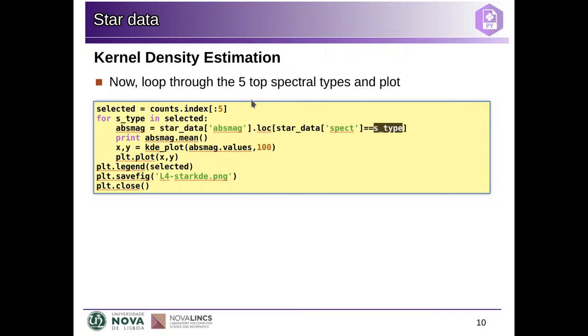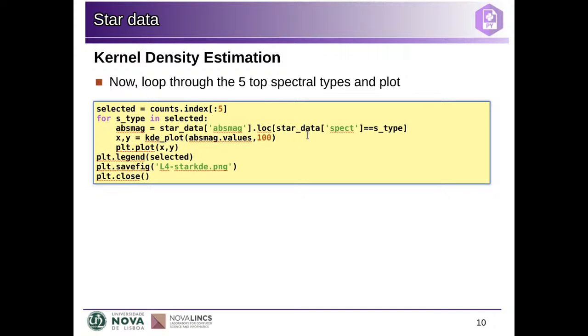So we're going to run through the top 5. Oh, sorry, this is just an optional print here, so we can see the mean of the absolute magnitude, but this is not necessary. This is just if you want to follow the execution of your code. But now we're going to plot these values, so the values of this series.